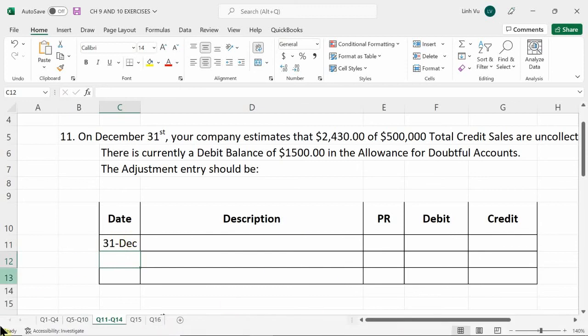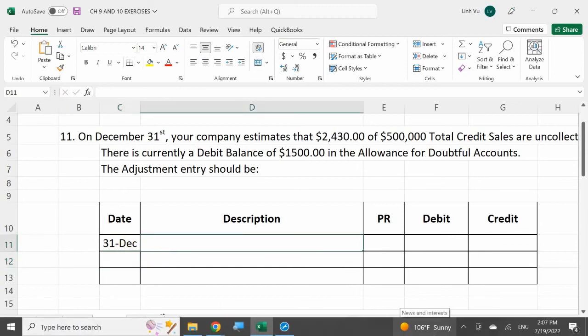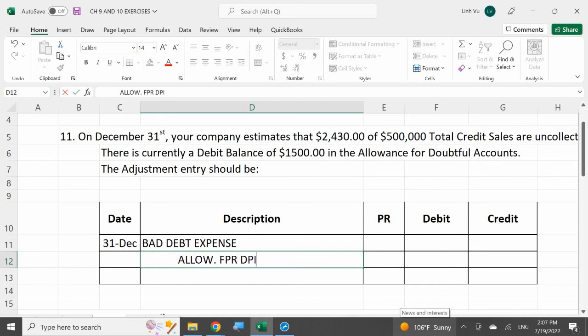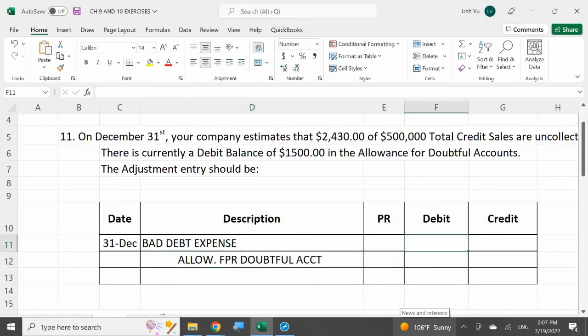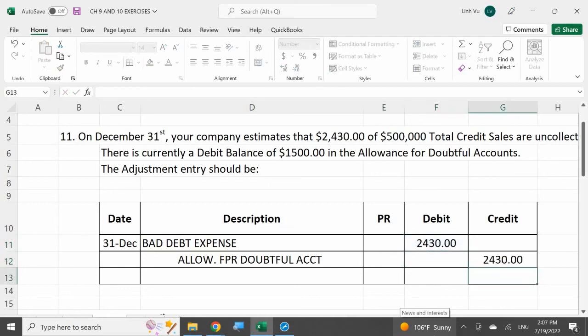We're going to do bad debt expense, and we're going to have the allowance for doubtful accounts, and it's going to be for $2,430, right? Because that's what the estimated number is. And that's what our journal entry should look like.